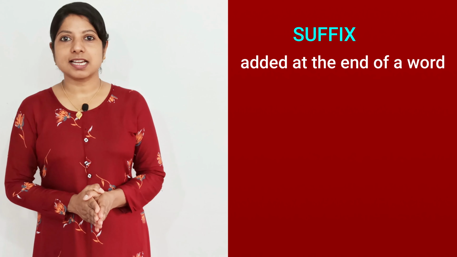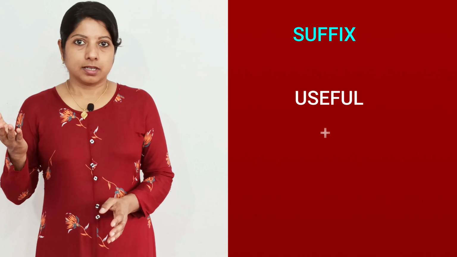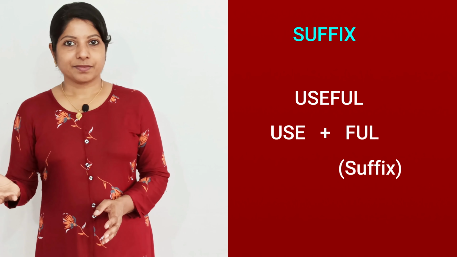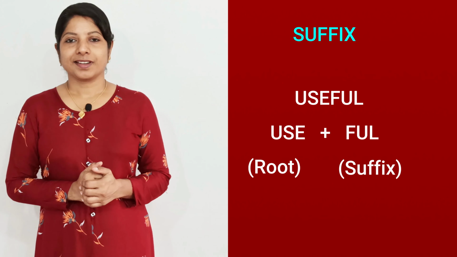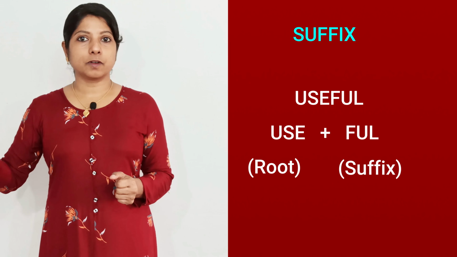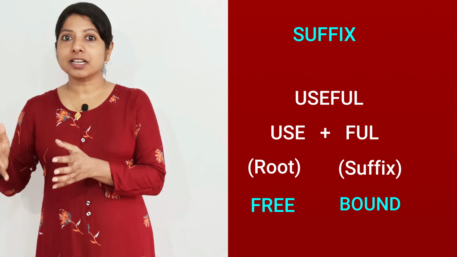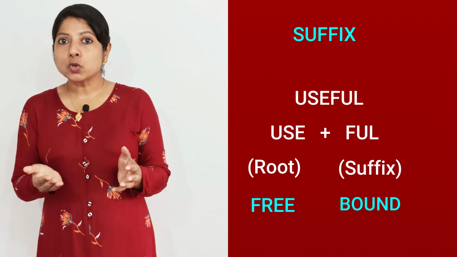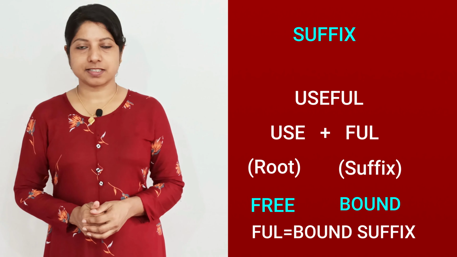Next is suffixes. A suffix is a letter or a group of letters that are added at the end of a word. For example, useful. Full is a suffix because it is added at the end of the root word use. And here we can divide this word as use and full. Use is a free morpheme and full is a bound morpheme, and full comes at the end of the root word, so it is a suffix, and hence we can call it a bound suffix.